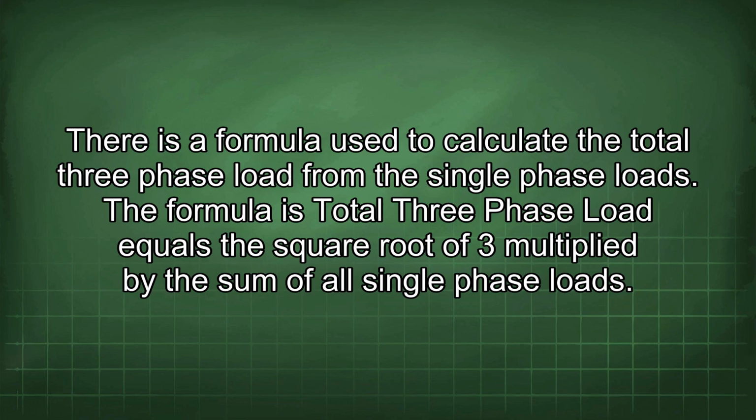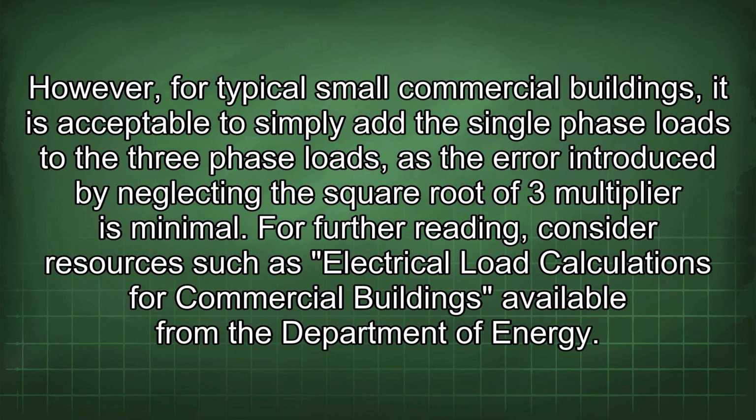The formula is total three-phase load equals the square root of 3 multiplied by the sum of all single-phase loads. However, for typical small commercial buildings, it is acceptable to simply add the single-phase loads to the three-phase loads, as the error introduced by neglecting the square root of 3 multiplier is minimal.